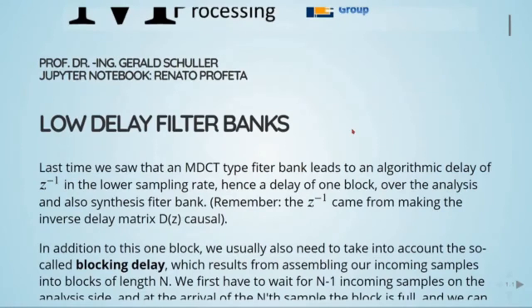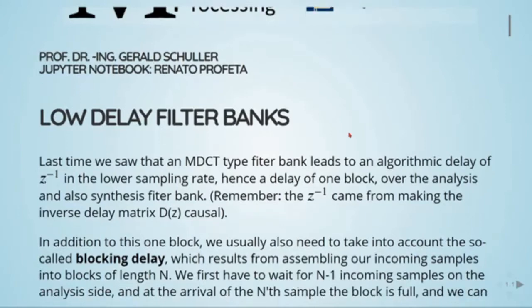Last time we saw that an MDCT type filter bank leads to an algorithmic delay of z to the power of -1 in the lower sampling rate, hence a delay of one block over the analysis and also synthesis filter bank. Remember, the z to the power of -1 came from making the inverse delay matrix D(z) causal.